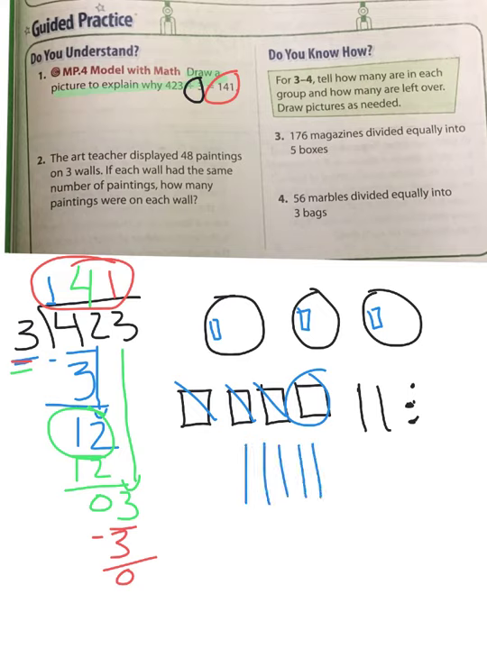3, 4, 5, 6, 7, 8, 9, 10. I'm going to cross it off because I've used it. If we count our tens, we have the 10 on the bottom plus the 2 on the top. So now we have 12 tens. And we know that 12 divided by 3 is 4. So each group will have 4 tens.